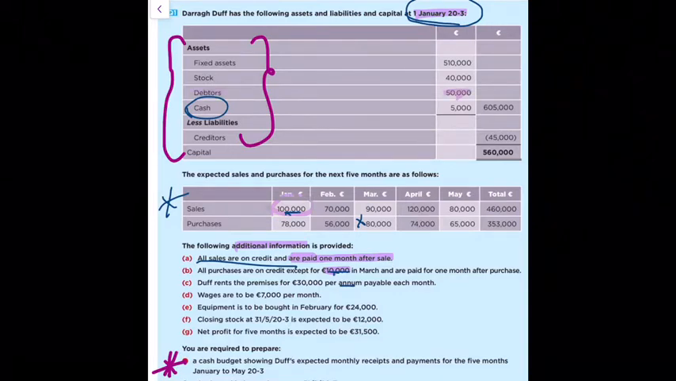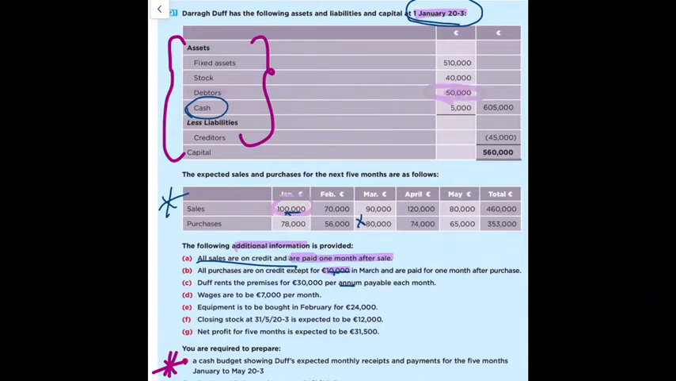So a debtor is someone who owes us money. At the start of January, we are owed €50,000. And that €50,000 is for sales that took place in December. So the sales that took place in December will not be paid. We won't be getting that money until January. So that €50,000 is going to be our January figure. That's what we're going to be paid in January.